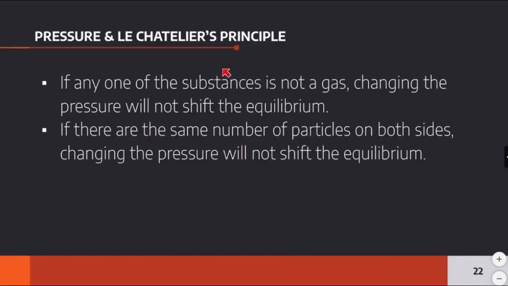So a couple things we need to remember about Le Chatelier's principle. As we said before, if any one of the substances is not a gas, changing the pressure will not shift the equilibrium. So that means there's no change. If we were to increase the pressure, but one of them was a liquid, it wouldn't shift left or right, nothing would happen. If we had the same number of particles on both sides, let's say 3 particles on the left and 3 particles on the right, then changing the pressure has no effect. It wouldn't shift anything. Le Chatelier's principle doesn't do anything.